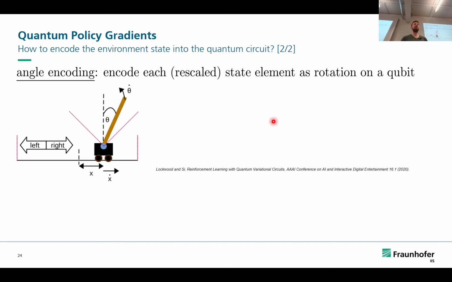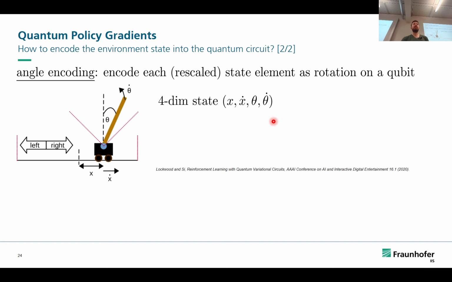So in principle, we could say we discretize our state space and then still do this computational encoding. This might work, but then we again always have this additional overhead of deciding on a good discretization. And typically this is not the best way to do it. So there are also other ways or other routines to encode continuous states. And one way is this angle encoding.